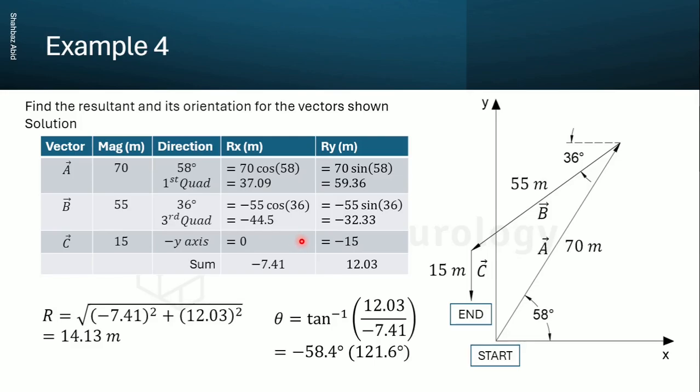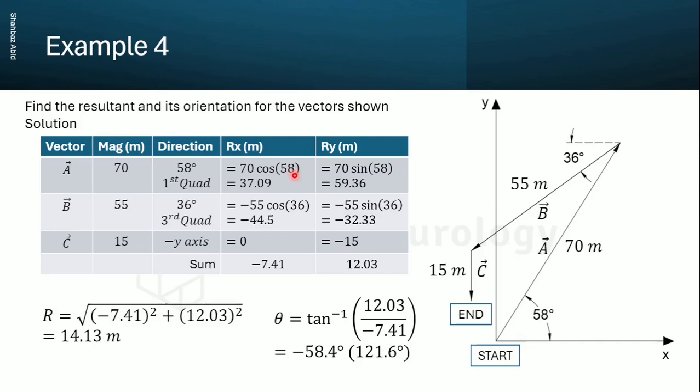But if you are sure that it's in the third quadrant, you can directly substitute the x and the y components to be negative. But if we are using 180 plus 36 degrees, you don't need to substitute a negative value. The answer is going to make it negative. Vector C has a magnitude of 15 meters and its direction is along the y-axis, so its x component is going to be 0. The whole magnitude is in the y direction, moving downward, so it's going to be negative 15.